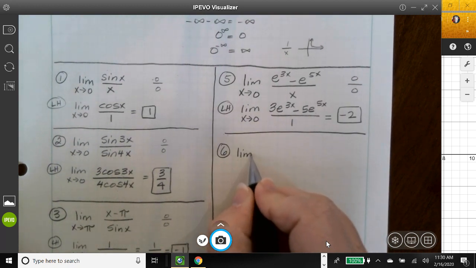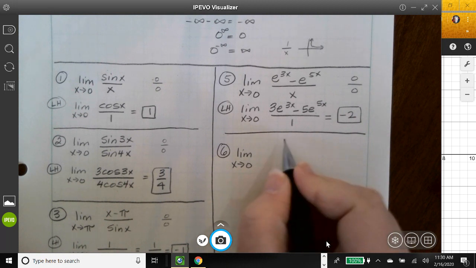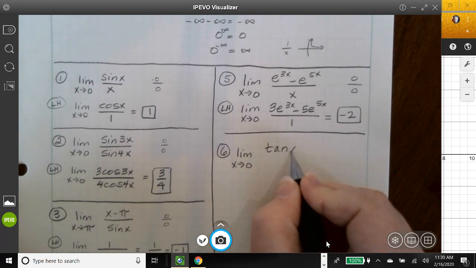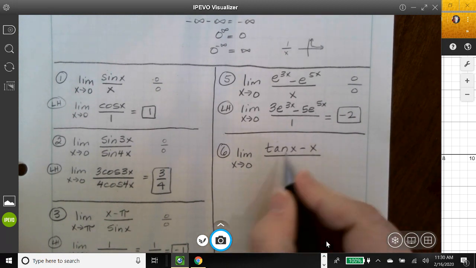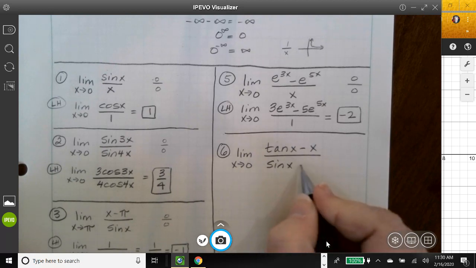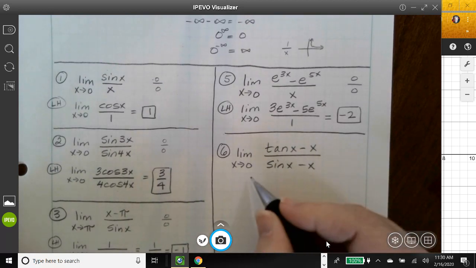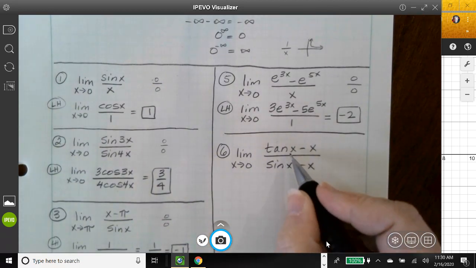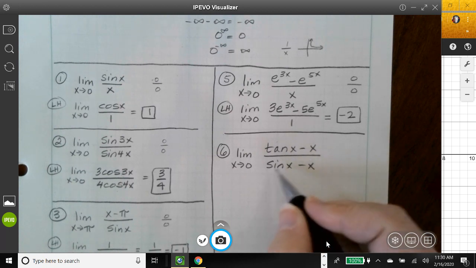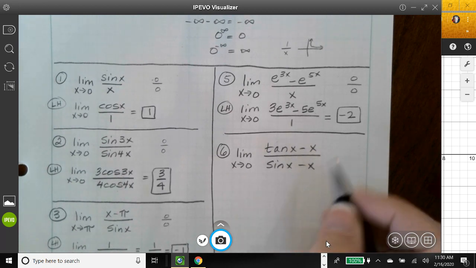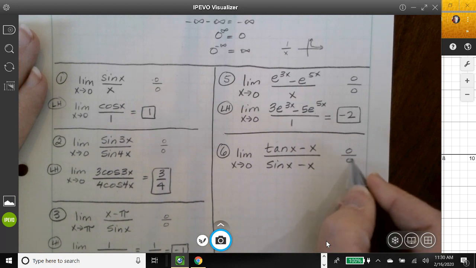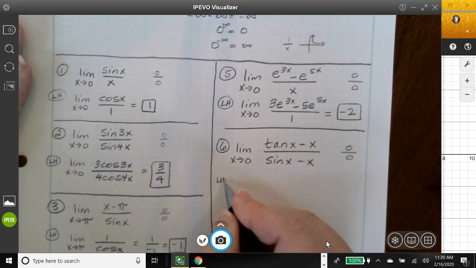All right, number 6. The limit as x approaches 0 of tangent of x minus x all over sine x minus x. And what happens when we plug in 0 by direct substitution? We would get the tangent of 0 minus 0 over the sine of 0, which is 0 minus 0. So we get 0 over 0. So we can use L'Hopital's rule.